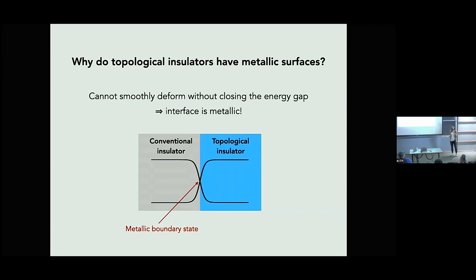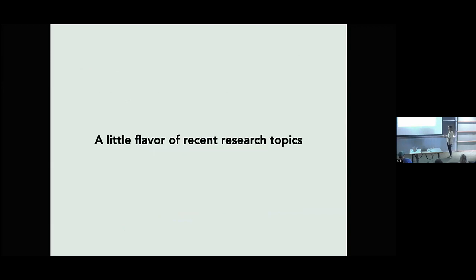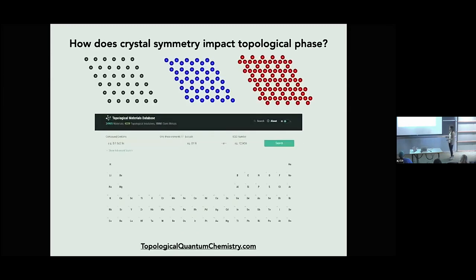Let me just show one more thing, which is I wanted to give a little flavor of some recent research topics that other people have been working on. One of these questions was, how does crystal symmetry impact topological phases? We've been drawing this kind of cubic crystal, but I haven't said much about crystal structure. Crystals exist in many different forms, and you can keep combining different types of atoms. There are infinitely many possibilities, and they have different types of symmetry. So we were wondering, how does the crystal symmetry impact the possible topological phases that you can get?